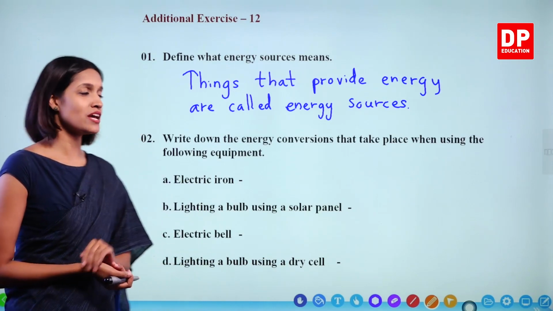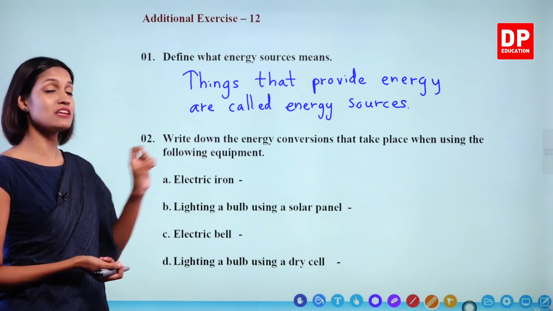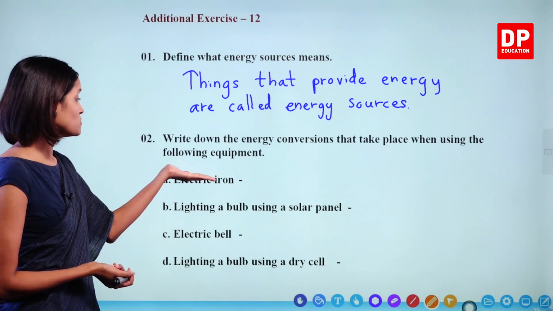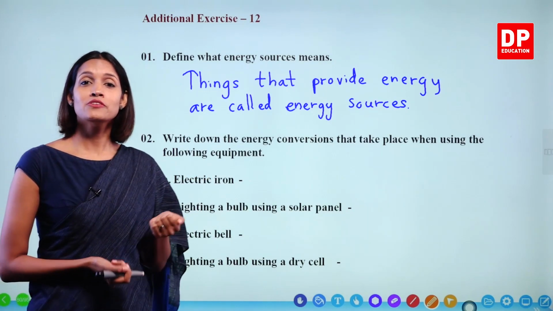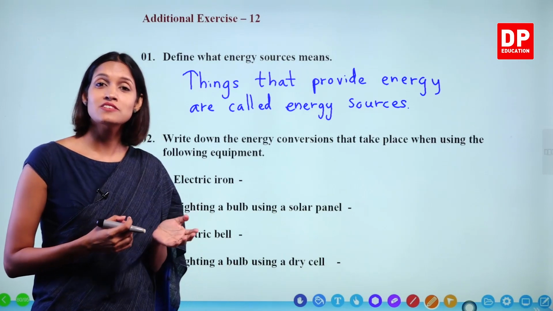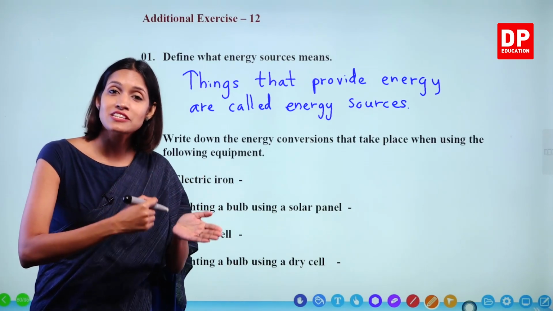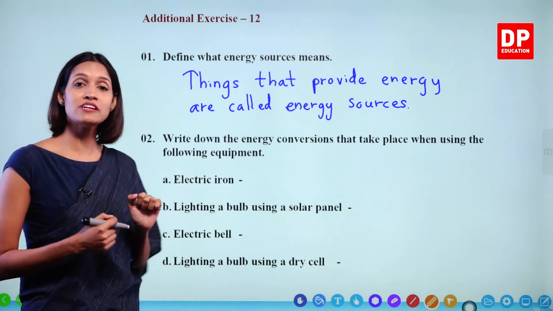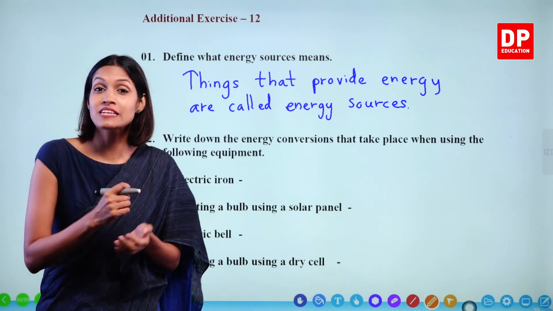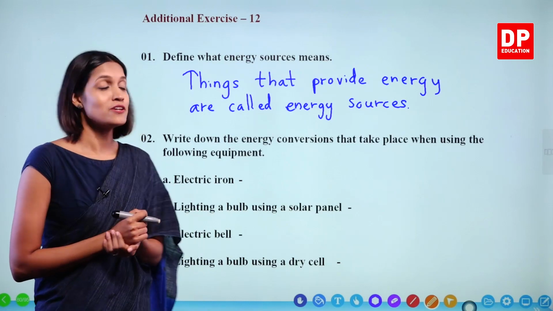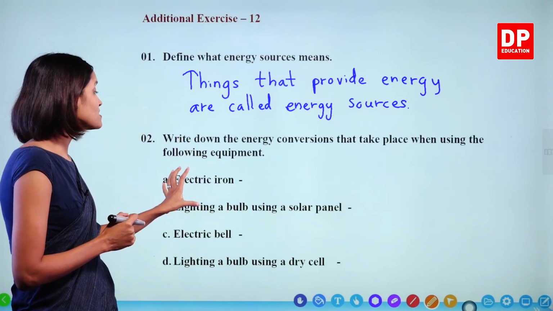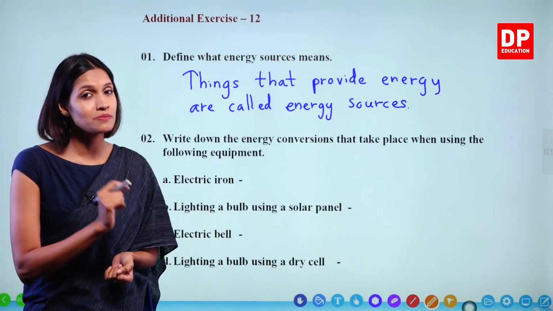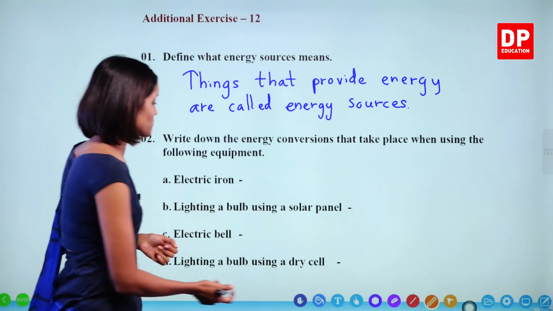So you all know that you can produce heat energy using electrical energy, right? So in order to operate this electric iron, you need to use electricity. When you switch on the iron, after a few minutes, it gets heated up, right? So the electrical energy is converted to heat energy or thermal energy. Let's write that down.